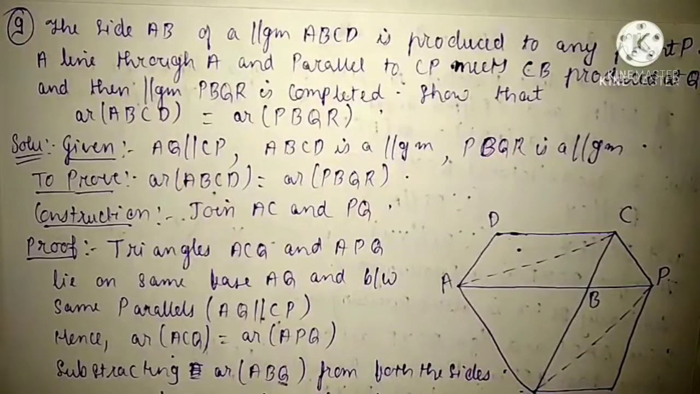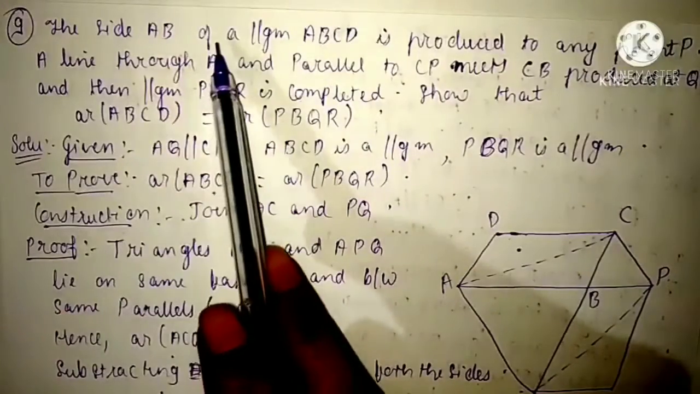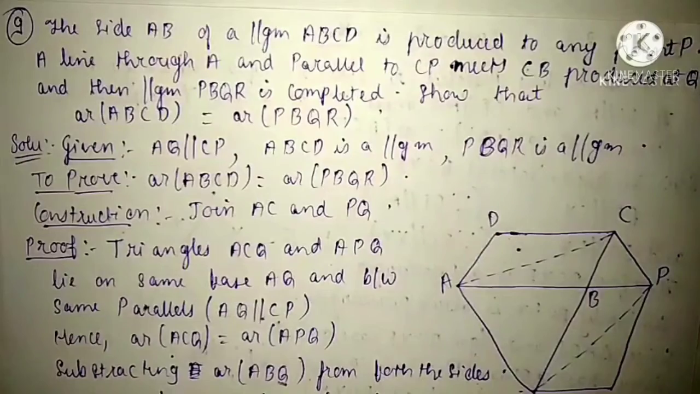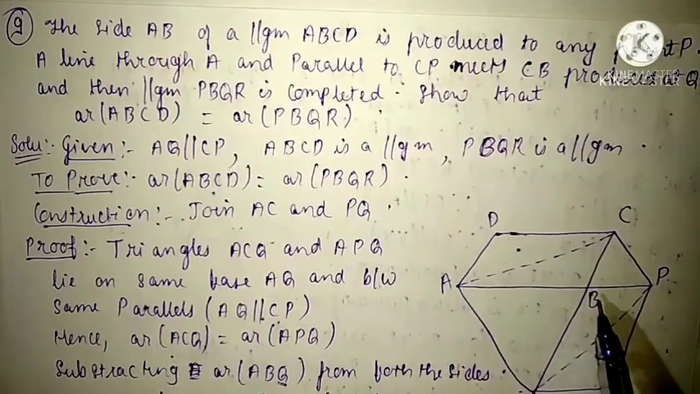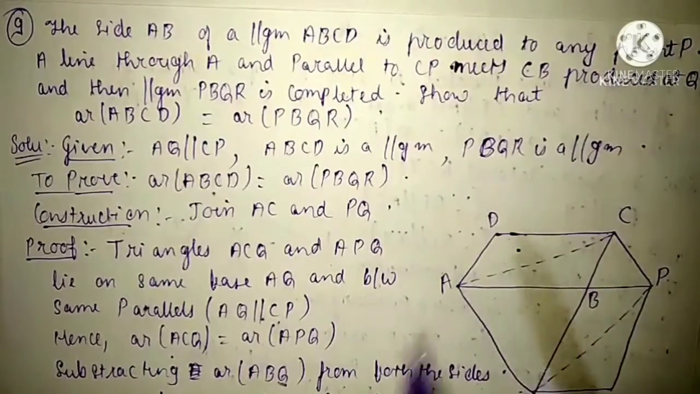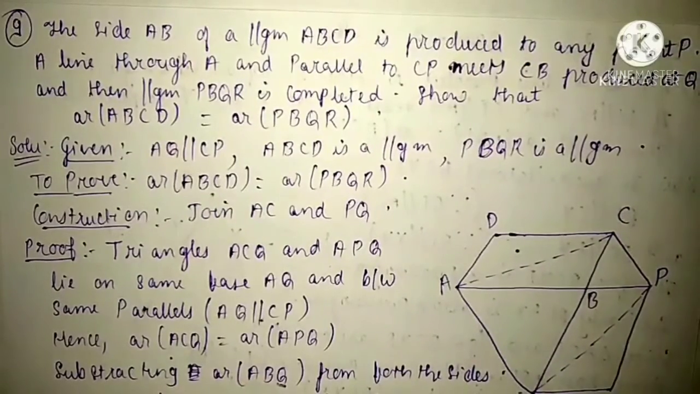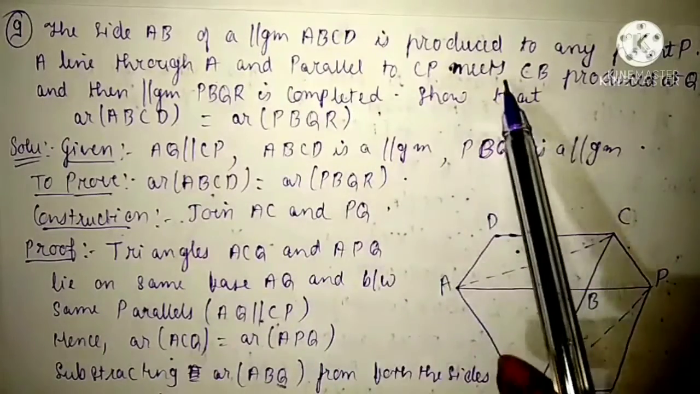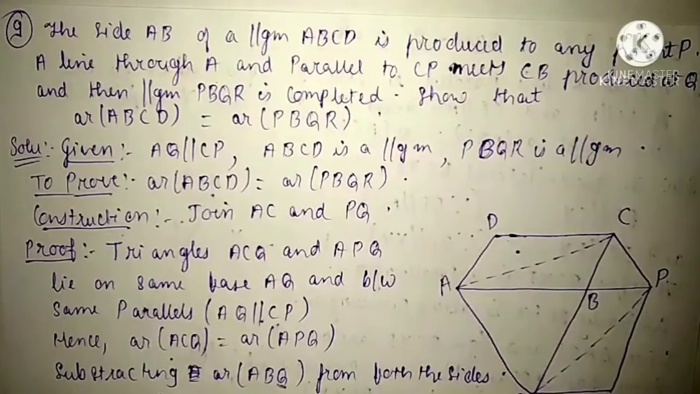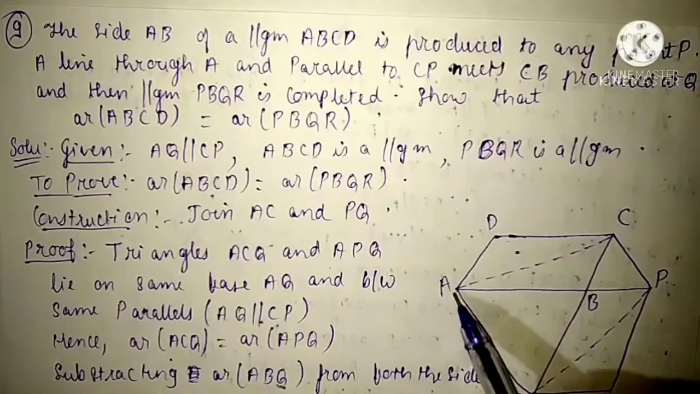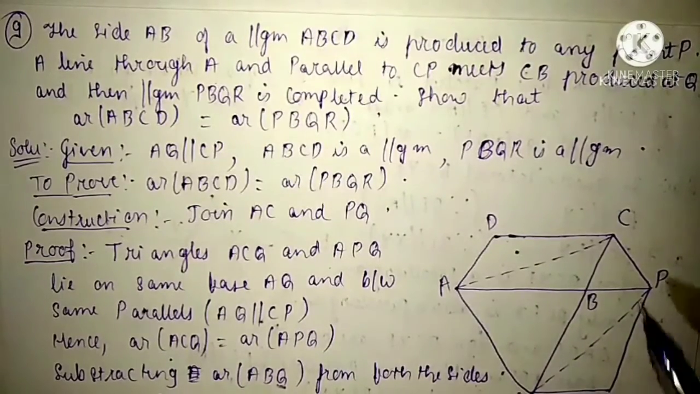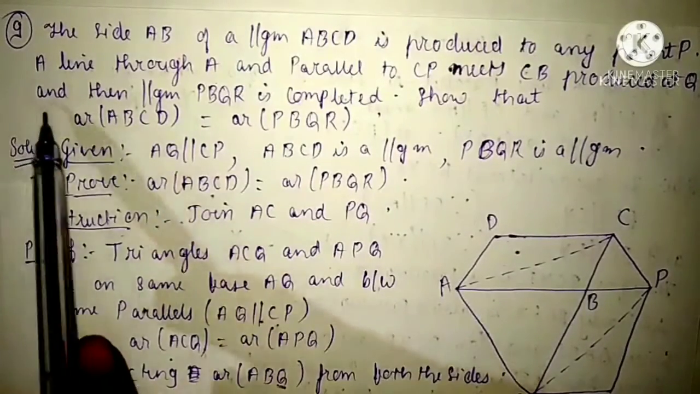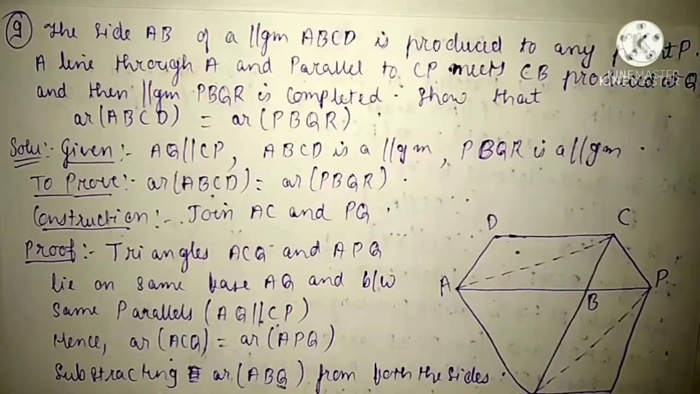Now see question number 9. The side AB of a parallelogram ABCD is produced to any point P. This is side AB of parallelogram ABCD and this is produced to point P. A line through A and parallel to CP meets CB produced at Q. See, a line through A, this AQ is parallel to this CP, okay, and then parallelogram PBQR is formed.